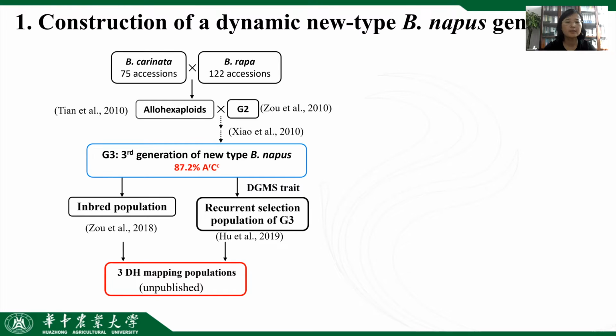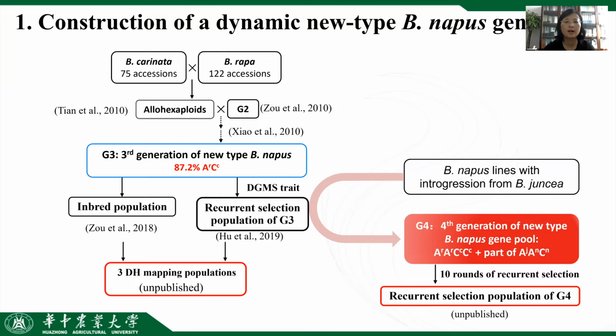By using selected representative lines, we constructed the biparental populations. I will introduce these populations later. At the same time, we further introduced genetic variation from other species to further broaden the genetic diversity. This population has also finished 10 rounds of recurrent selection.